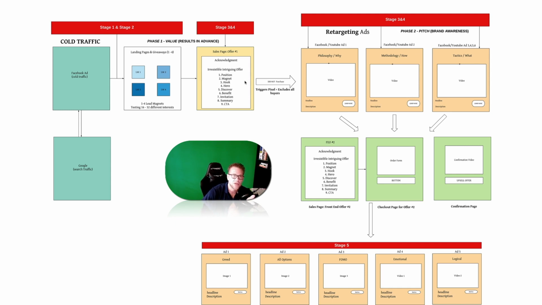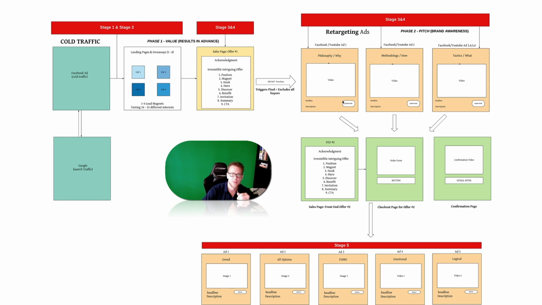Well, what happens to the other 92%? We have to follow up with them. What do we follow up with them with? Well, we follow the same content strategy that we were just going through, knowing that if they're in stage 3 and stage 4 now, the only thing they really care about is, can I trust you? Can I really trust you? And what offers do you have? So we get into the same thing. We say, okay, here's the philosophy, here's the methodology, and here are some tactics for you.